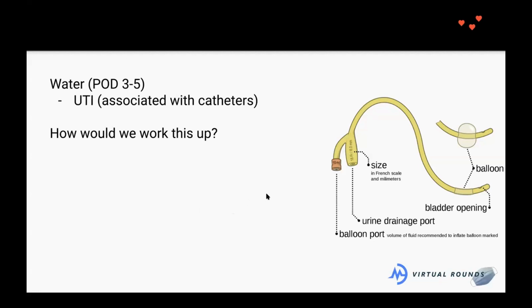Now, here's another kind of important question. Are there any other symptoms that might show up in a patient with a UTI other than, like, pain with urination? Is there anything else that it can present as? Delirium. Adam, you're right on the dot.